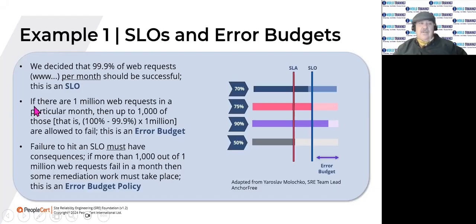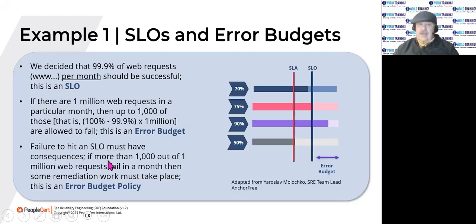So further along this example, the second bullet says, if there were 1 million web requests in a particular month, then 0.1% of those, in other words, 1,000 of those, are allowed to fail. That's your error budget. And you're not going to worry about it if fewer than 1,000 fail in a month, because that is a budget, and the budget is meant to be used. It's allowed.